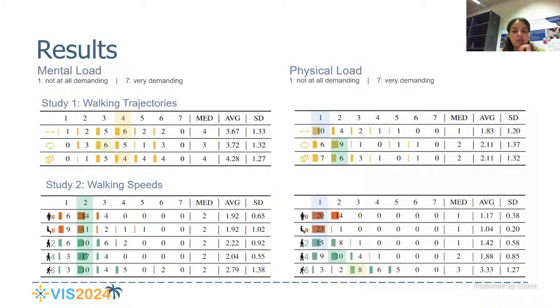Participants rated performing the reading task with the 3 walking trajectories to be more mentally demanding compared to the sedentary and the 3 walking speed conditions. And according to participant feedback, they mentioned that coordinating between walking, reading the visualization, and also following a specific navigation task path was mentally demanding to some extent. In contrast, the high-speed walking condition was perceived as the most physically demanding among all the conditions.